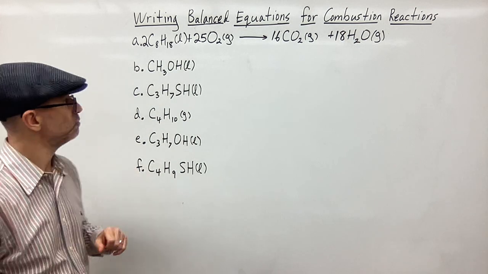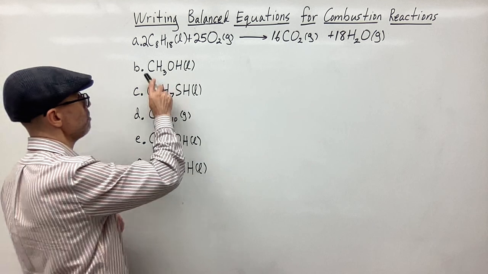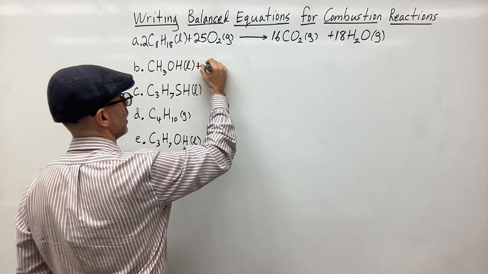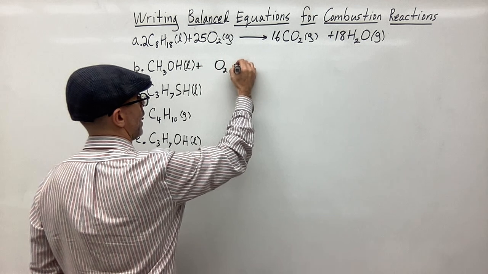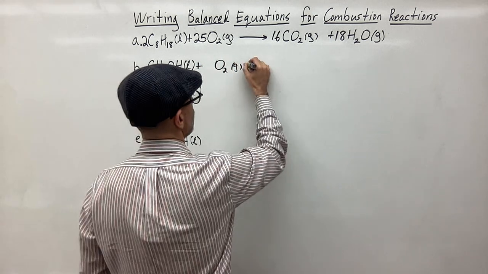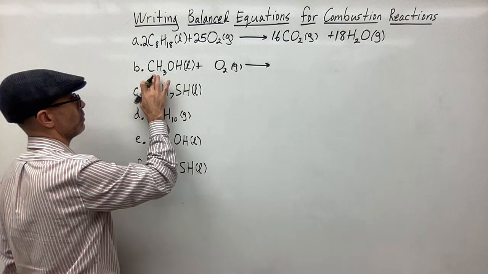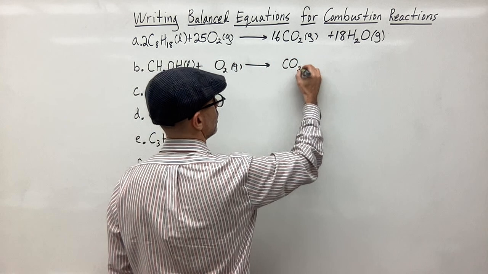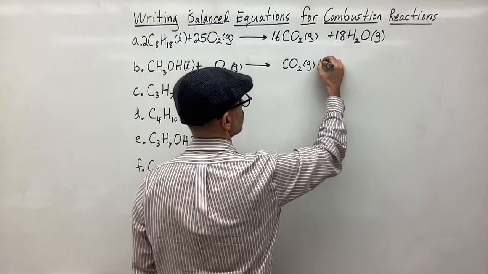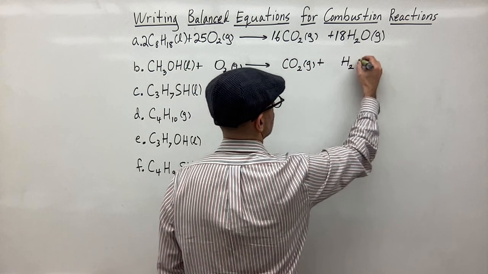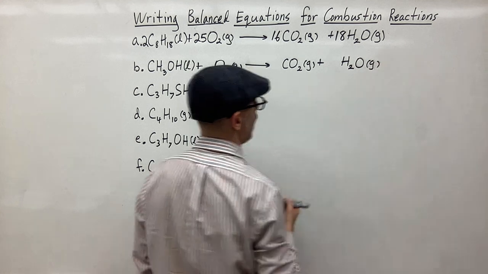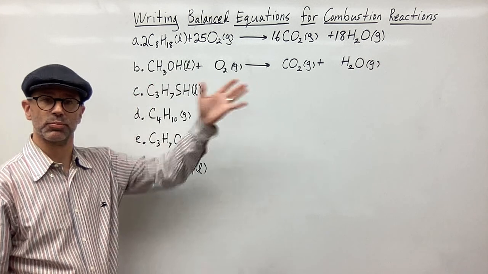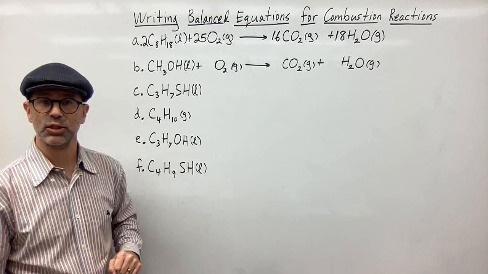Okay, let's do the next one. So here I have methanol, and this is going to react with oxygen. So I'm going to, again, put O2 gas down. And that's going to form, again, I have carbon, hydrogen, oxygen. Complete combustion is going to be carbon dioxide gas plus H2O gas. Okay, so now I have my combustion reaction. I have the reactants and products. So now all I need to do is balance the equation.